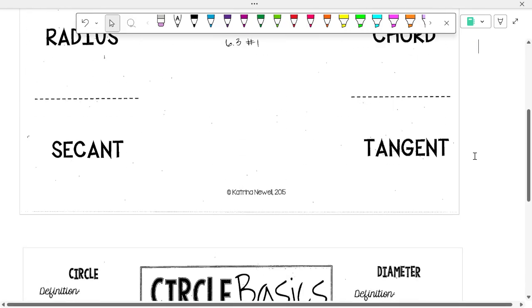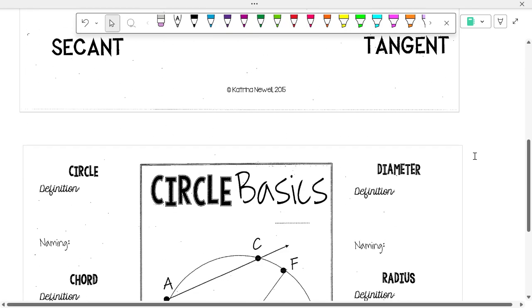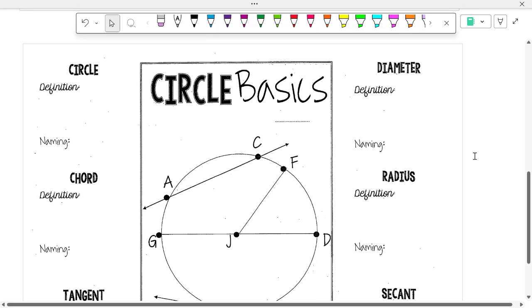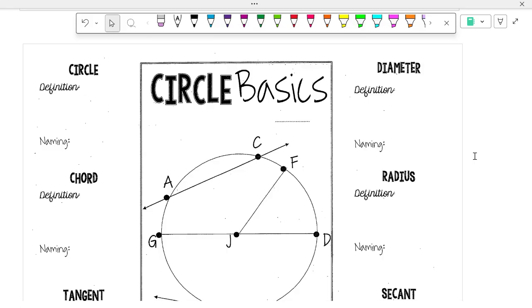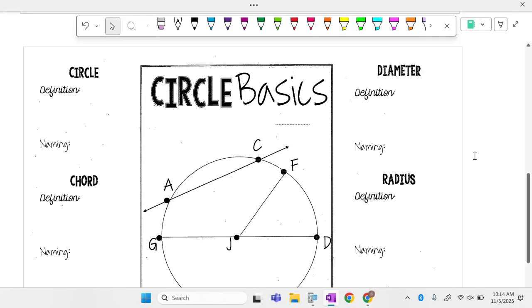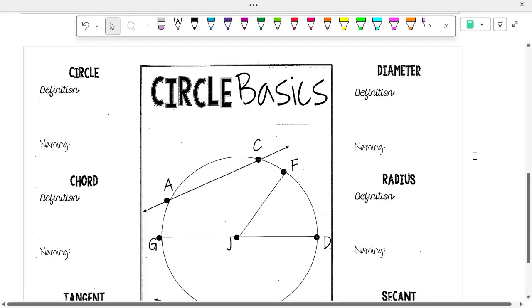All right, so we're on that next foldable in your journal, the one that says Circle Basics. Before we get into all the different properties of circles, we first need to go over some basic vocabulary. We're going to go over what each part of a circle is and how you name them, because how you name them is very important. It's like when we were doing the quadrilaterals, how we named angles versus sides was a very big difference.